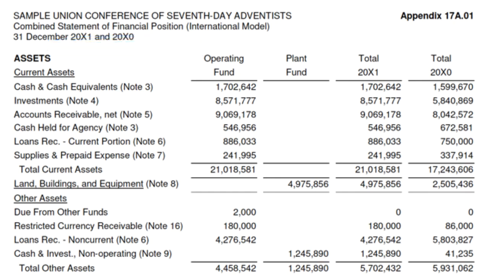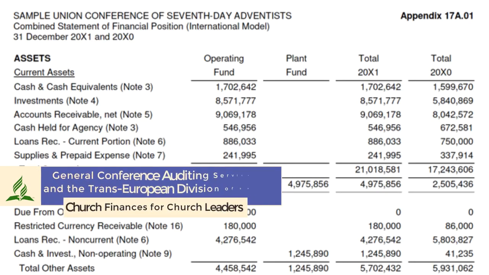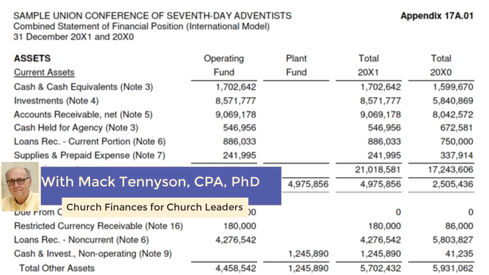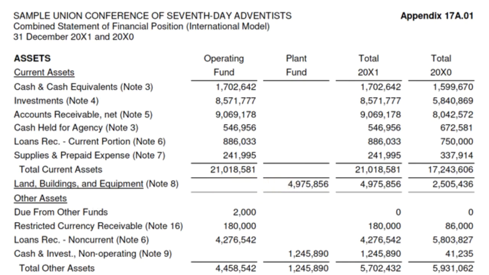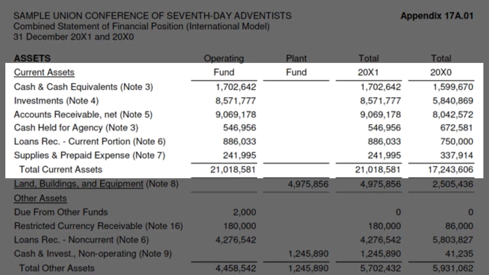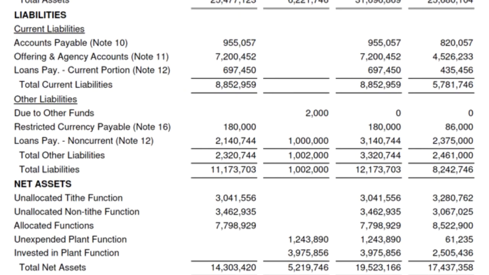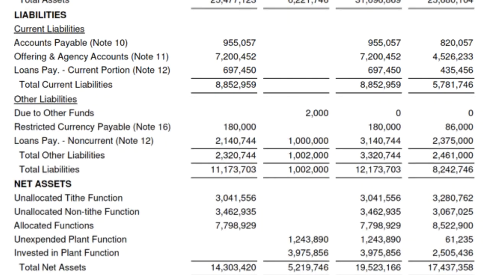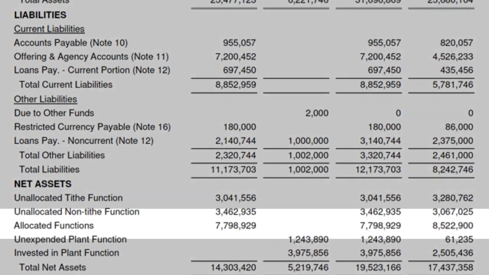In a sense, we have explained the things that are on here to the extent that I'm going to for a while. We will have more videos on some of the details, but right now, as an overview, we have covered the statement of financial position. And one important concept is that we have established the concept of current assets versus non-current assets and current liabilities versus non-current liabilities. And we have established the concept of allocated functions.